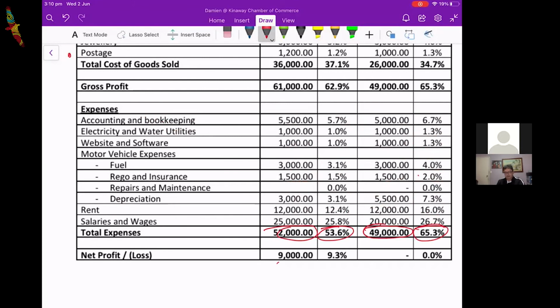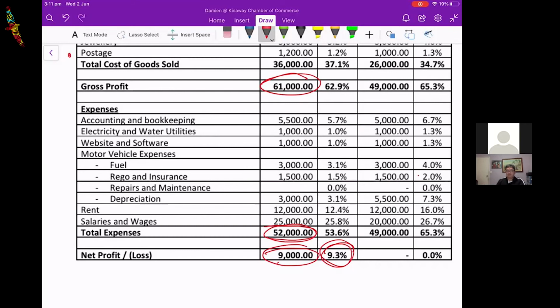So as a result of that, we have for 2022 our gross profit of $61,000, less total expenses of 52,000 gives us a net profit of $9,000, and that's 9.3%. Net profit of 9.3% against total sales. 9.3% for retail in the industry, I would expect that to be pretty good. That's good or average or thereabouts.